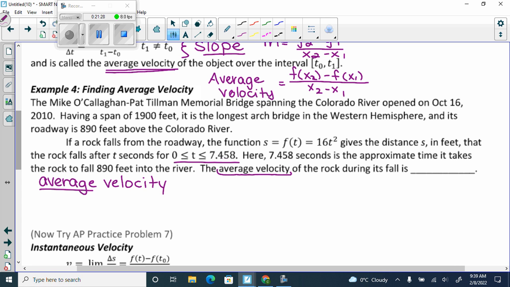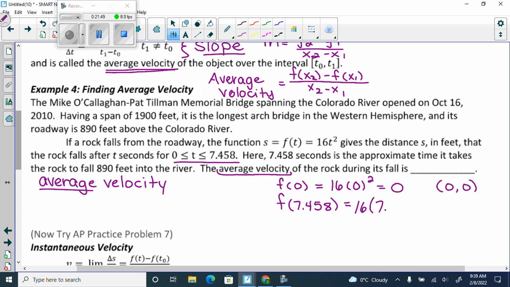0 and 7.458. So if I do f of 0, I'm going to go 16 times 0 squared, which is 0. So I'm at 0, 0. Okay, then if I do f of 7.458, this one gives me a really weird decimal.